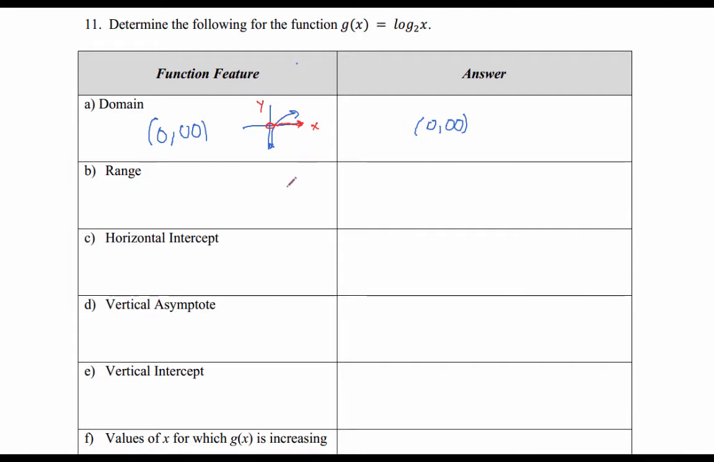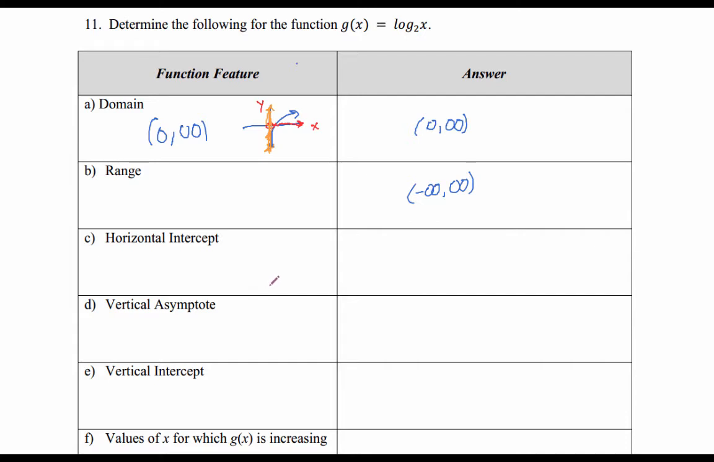All right, what about the range? Well, let's look at our same really cool graph right here. If we look at the range, what we notice is the range starts down here at negative infinity and just keeps on going and goes all the way up to positive infinity. So the range is going to go from negative infinity to positive infinity.